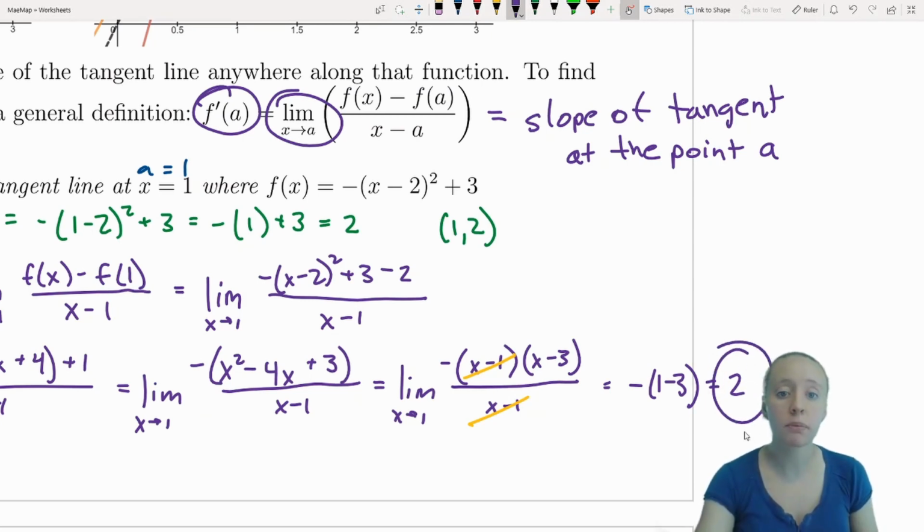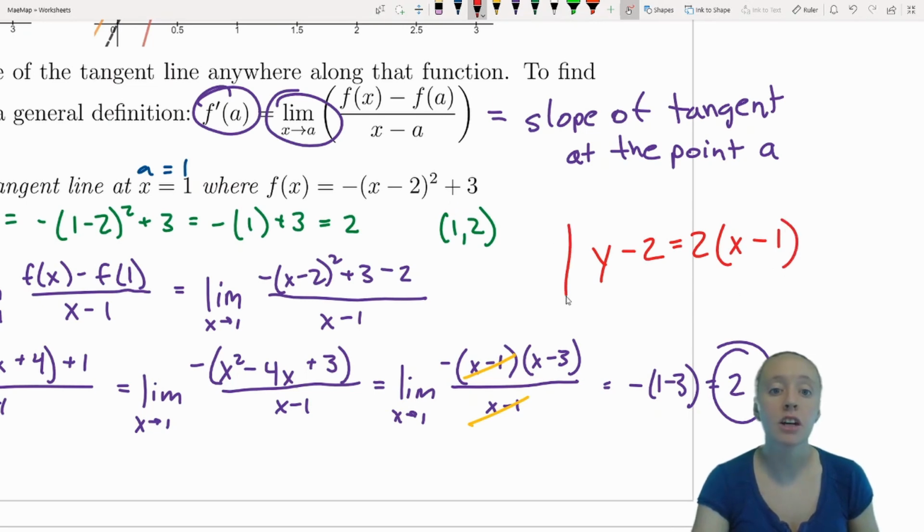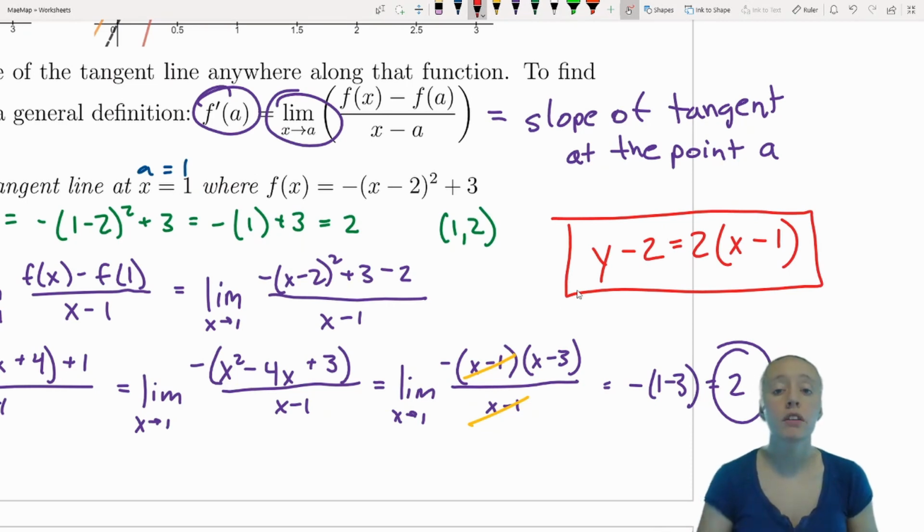So if we have a slope of 2 and a point of (1, 2), let's write the equation for the tangent line. y minus y1, so y minus 2, equals m, our slope of 2, times x minus x1, x minus 1. And there we have it. That's the equation of our tangent line for our function at x equals 1.